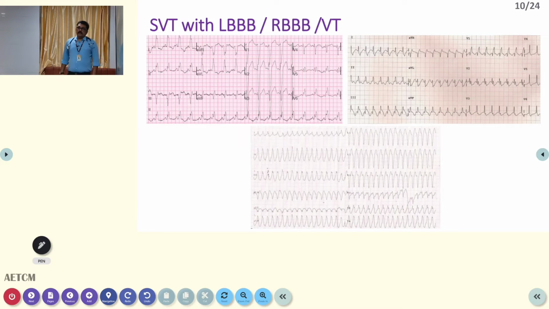Now, why are we telling all these things? When we have a narrow complex tachycardia, we have learned that it is SVT. But when we have a wide QRS complex, it can be SVT with RBBB, SVT with LBBB, SVT with Wolff-Parkinson-White syndrome, or ventricular tachycardia. So, this is the problem. Wide complex tachycardia, when you are seeing it in an ECG, it can be anything. It can be SVT with aberrancy, that is RBBB, LBBB, or Wolff-Parkinson-White syndrome, or it can be VT.